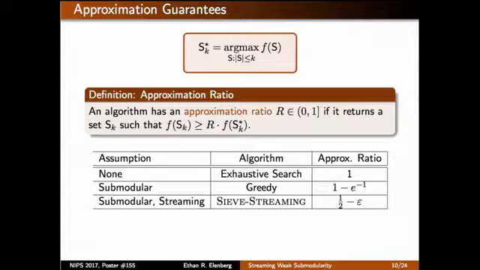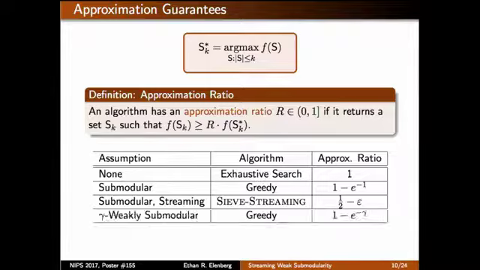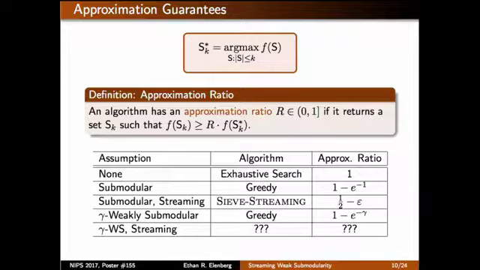So for full random access, the classic greedy algorithm achieves a factor 1 minus 1 over e. And for streaming access, the ratio is 1/2 with an algorithm called CF streaming. For a larger class of functions called gamma weakly submodular set functions, there's a similar approximation guarantee in terms of this parameter gamma, which I'll define soon. So in this paper, we combine the two assumptions and design and analyze streaming algorithms for maximizing gamma weakly submodular functions subject to a cardinality constraint.